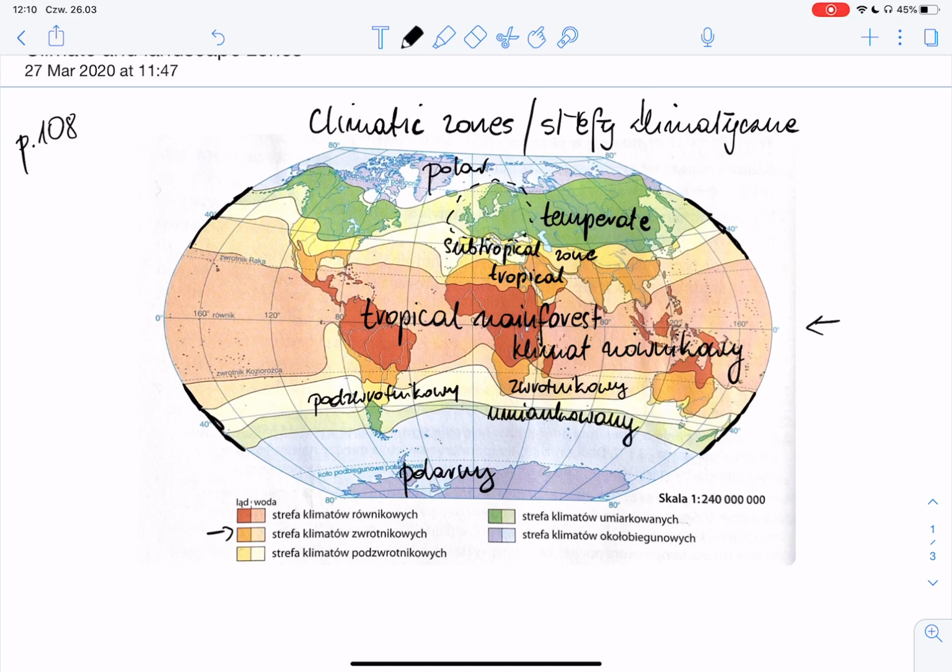So, I don't know what happened here. Guys, we have 1, 2, 3, 4, 5 different climatic zones on Earth.